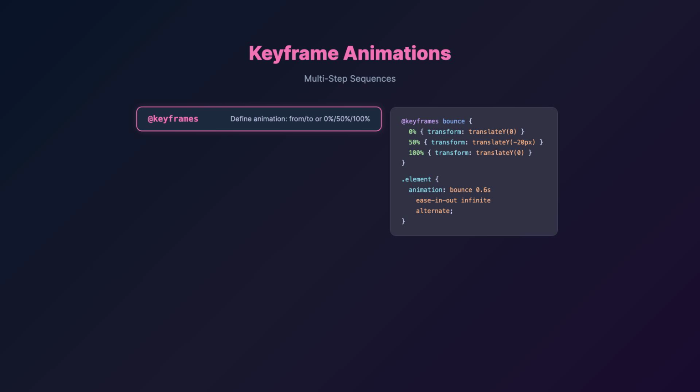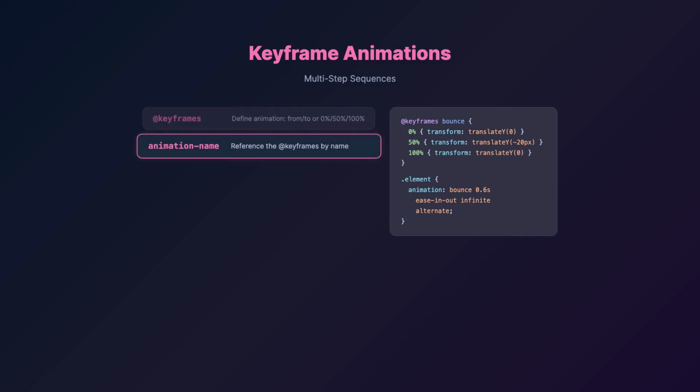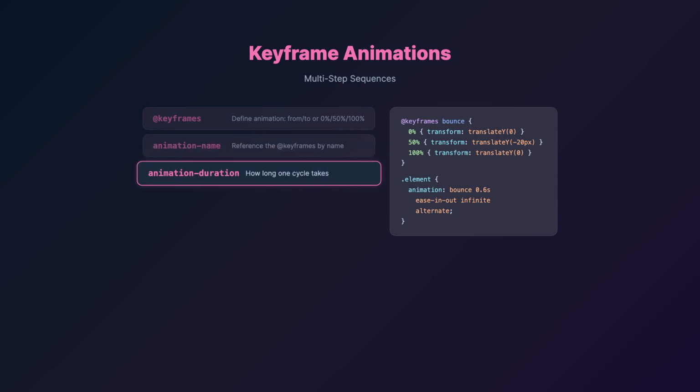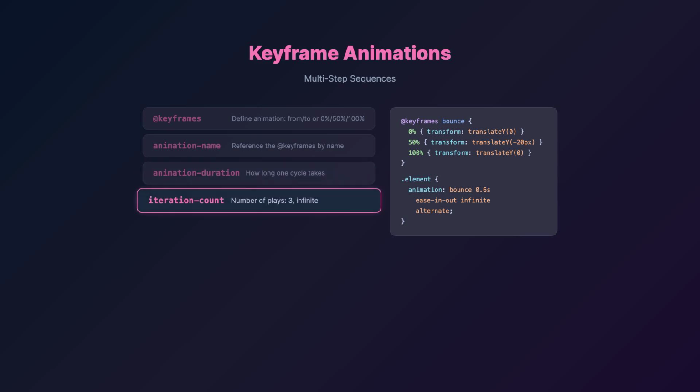This creates a bouncing effect with 3 keyframes. Apply the animation with animation-name: bounce, animation-duration: 0.6 seconds. Just like transition duration, this controls how long one cycle takes.